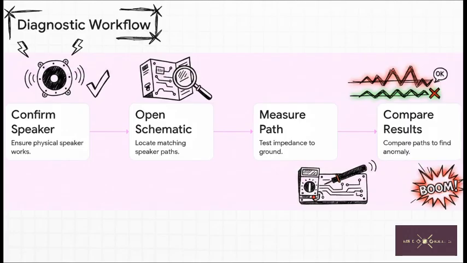Once you know the speaker's good, Step 2. Crack open your board schematics and locate the 2 matching paths that drive that speaker audio. Step 3. Using that buzzer mode technique we just mastered, measure the impedance of each of those 2 paths relative to the ground. Step 4. Compare your results. If one path gives you a normal, healthy digital reading, while the exact matching partner path gives you a loud, aggressive beep, well, there you go. You've instantly identified a short on that specific damaged line. It's like a giant puzzle, and you just found the exact missing piece.